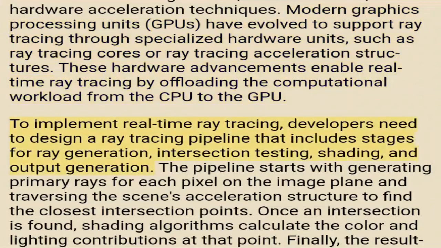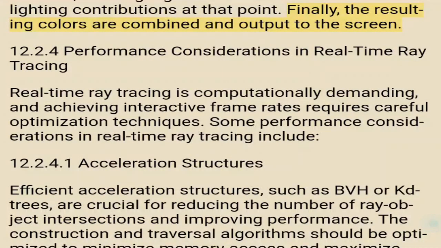To implement real-time ray tracing, developers need to design a ray tracing pipeline that includes stages for ray generation, intersection testing, shading, and output generation. The pipeline starts with generating primary rays for each pixel on the image plane and traversing the scene's acceleration structure to find the closest intersection points. Once an intersection is found, shading algorithms calculate the color and lighting contributions at that point. Finally, the resulting colors are combined and output to the screen.